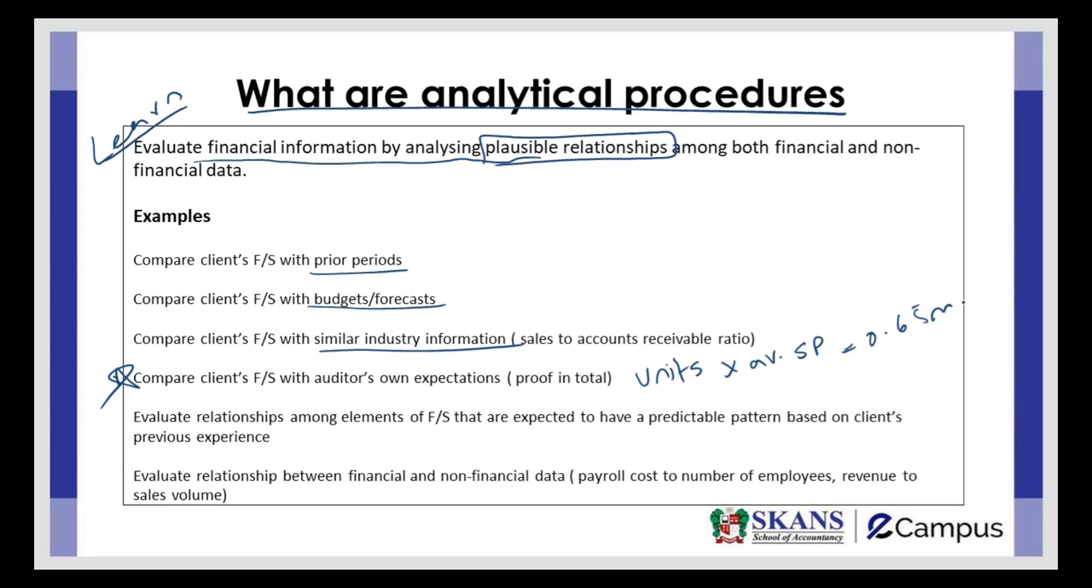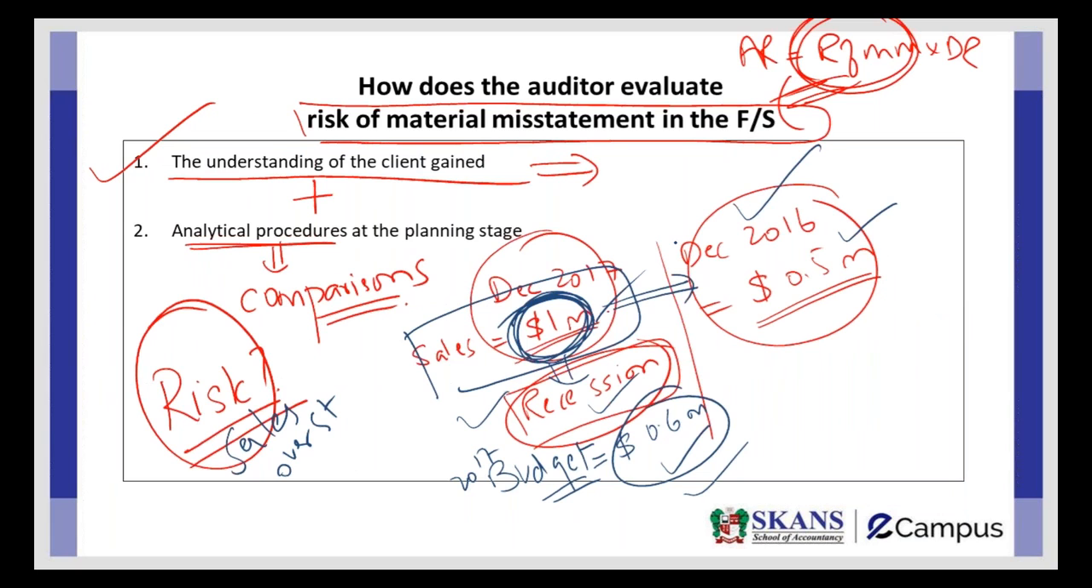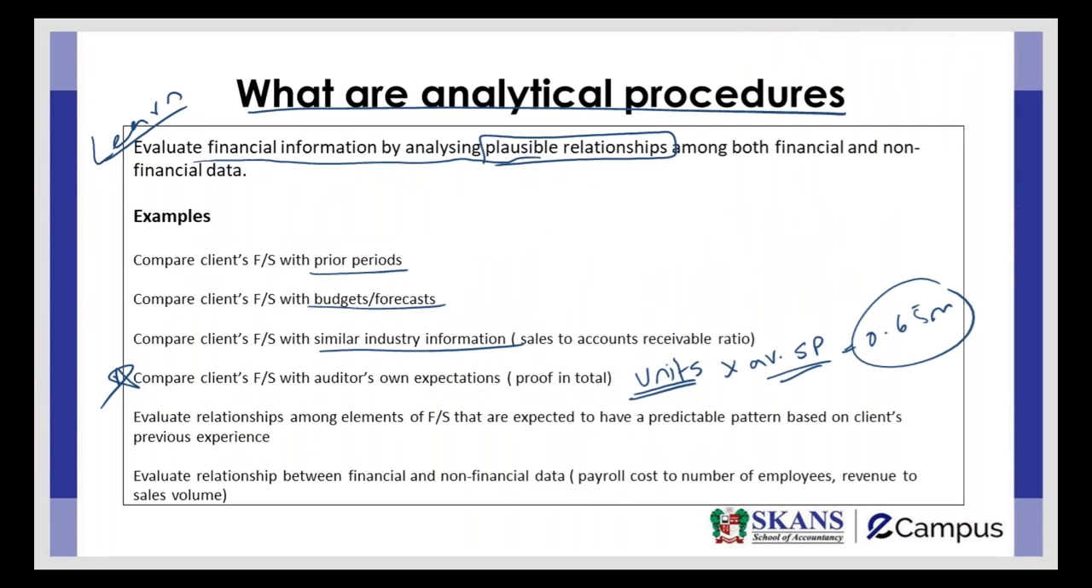0.65 million. I asked the client for the number of units. I asked for the average selling price. When I multiplied the two, it was coming up to 0.65 million. How come you've recorded 1 million? So you could be doing your own rough calculations.